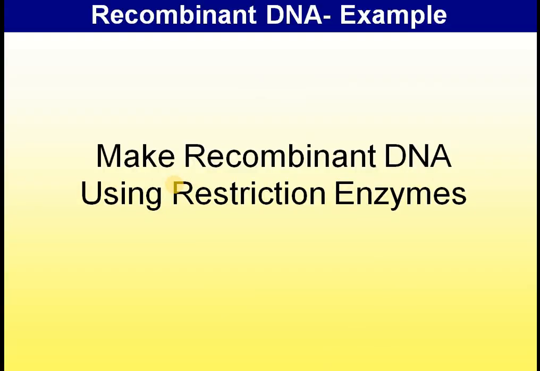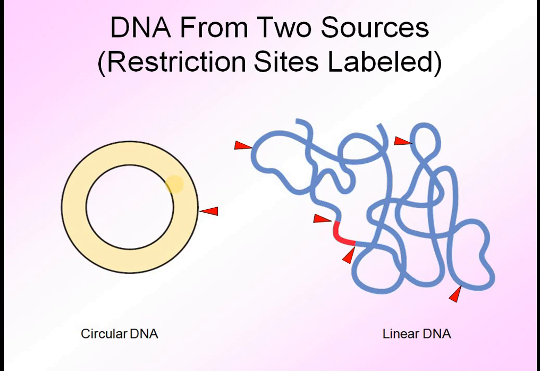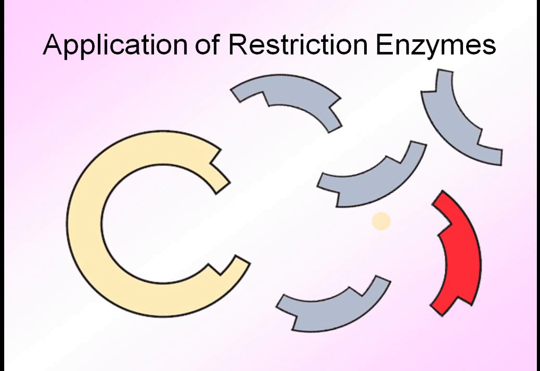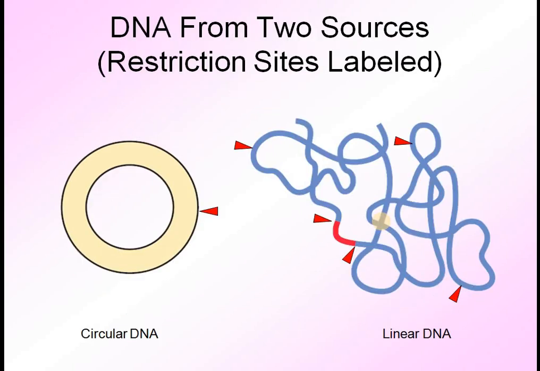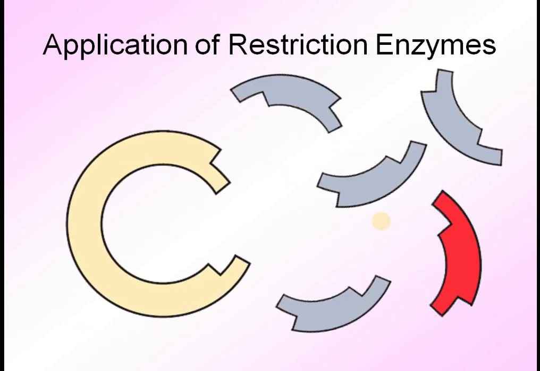So how do we make recombinant DNA using restriction enzyme? Okay, so you can see circular DNA here. This is nothing but the plasmid which is isolated from bacteria. You can see here linear DNA, or DNA to be inserted. Restriction enzyme will act on both, so it will cut at the sites marked in red color. So it will result like this. Then DNA ligase will join this cut DNA like this.